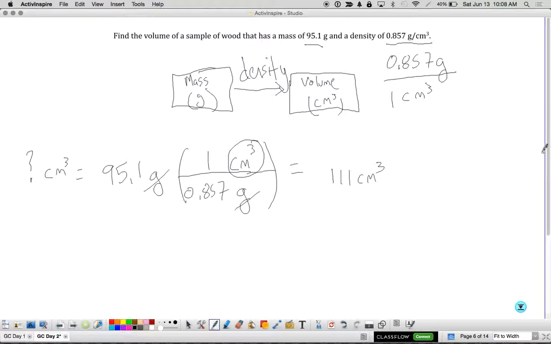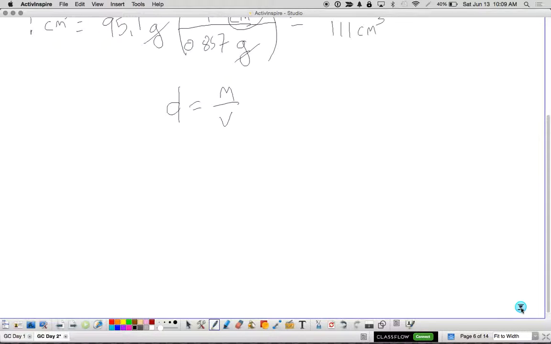Now, what about if I tried to do this algebraically? Well, this is where people start to struggle. Density equals mass divided by volume. Now I'm trying to solve for volume. What I would like to see, algebra-wise, is not just putting numbers in and trying to solve like that, but using algebra like you know how to isolate a variable, and in this case it's volume.